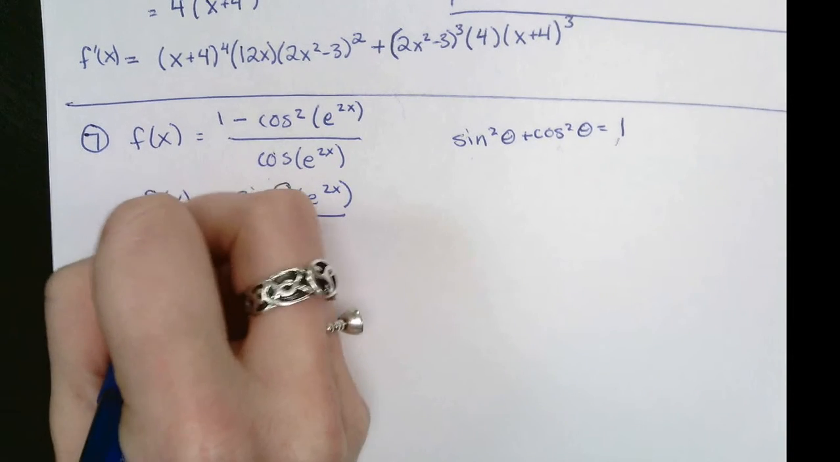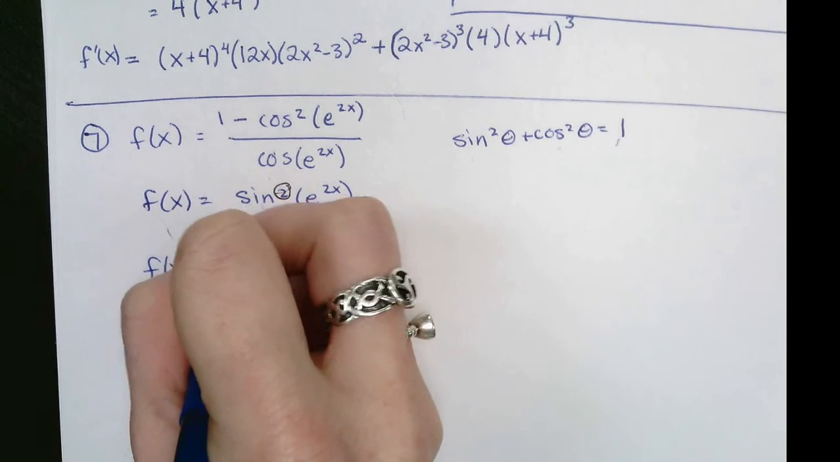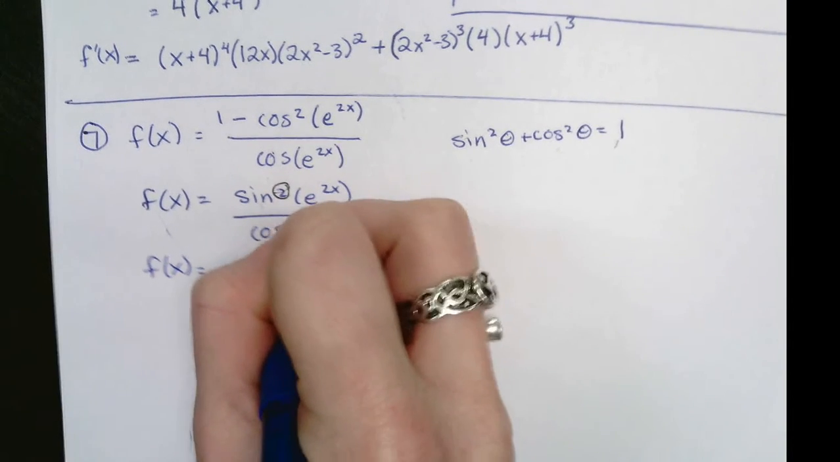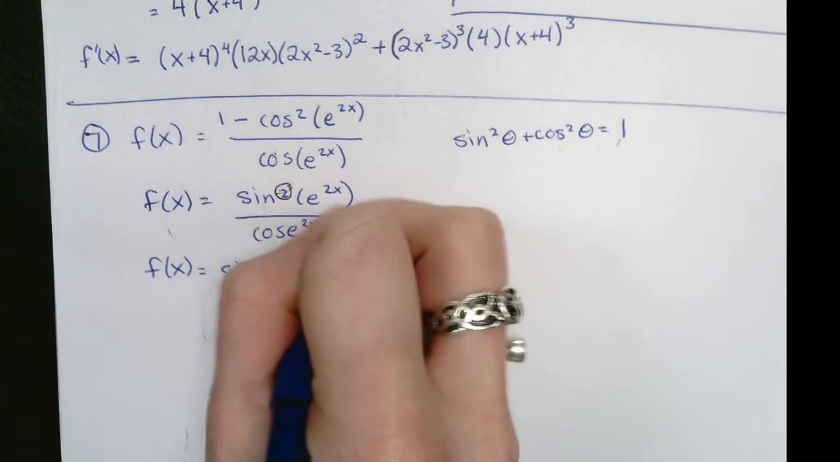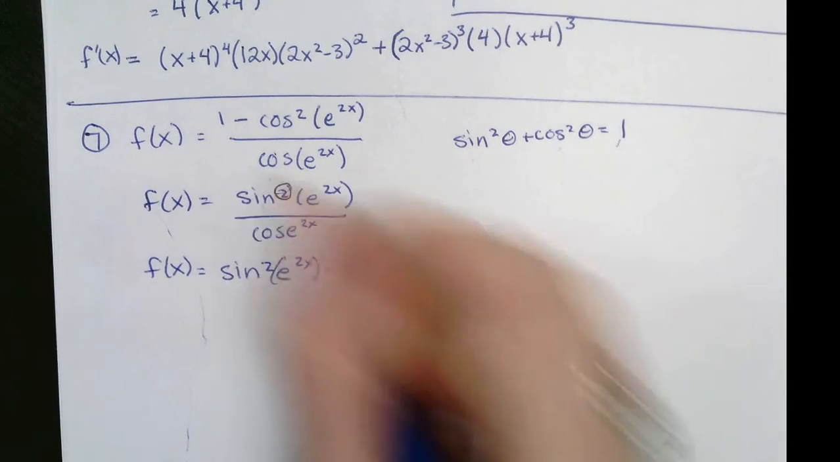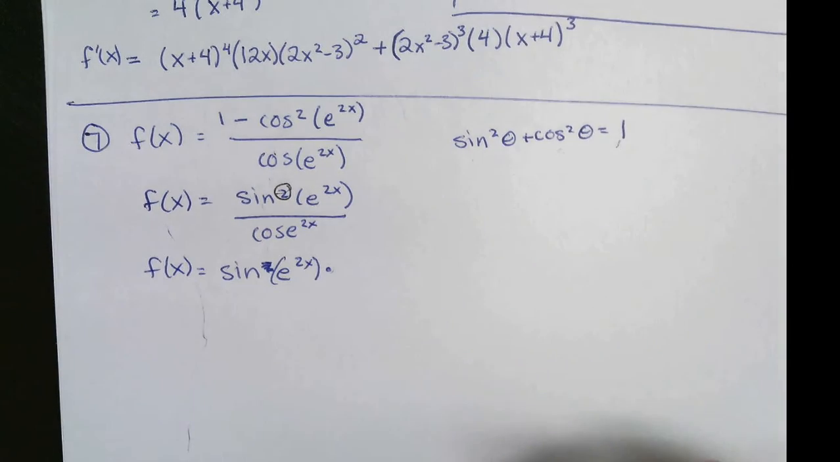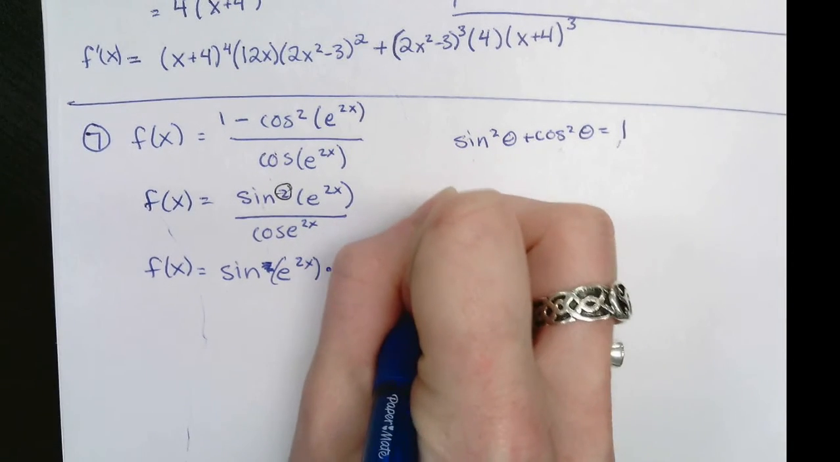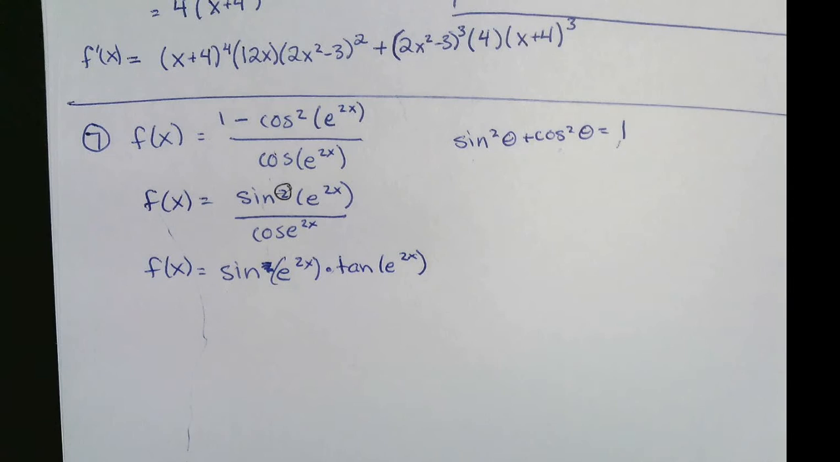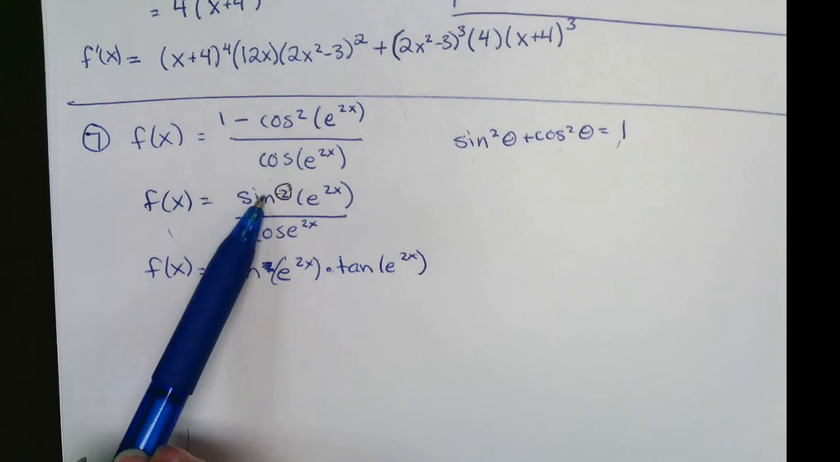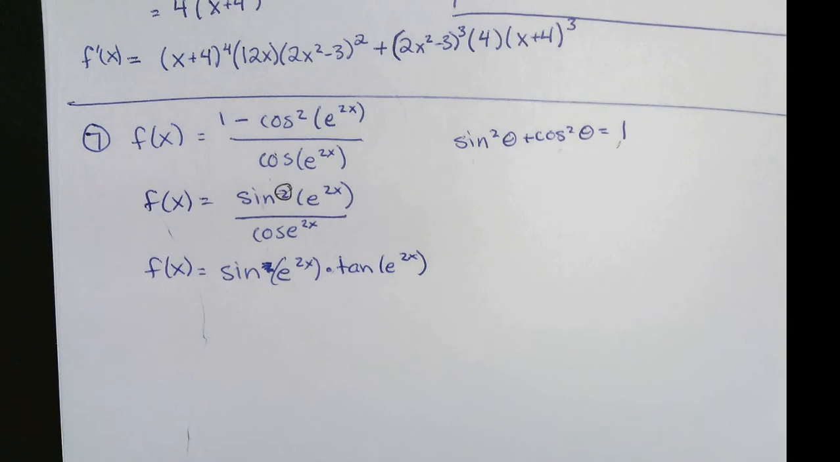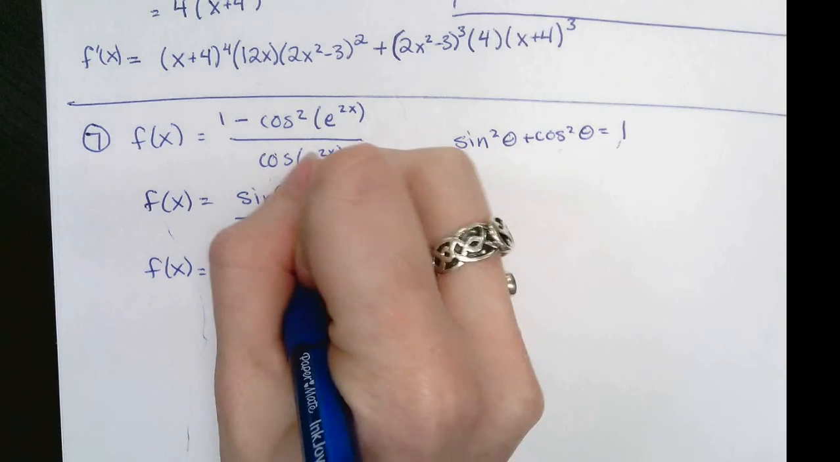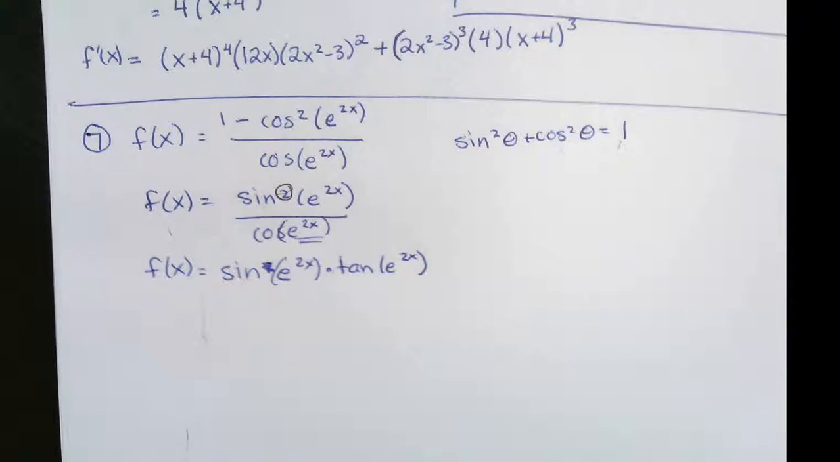So I'll have f of x equals a sine squared of e to the 2x times, not sine squared, shoot, sine of e to the 2x times a tangent of e to the 2x. Why tangent? Because sine over cosine equals tangent. Just don't forget we can only do that if what they have on the inside is the same.